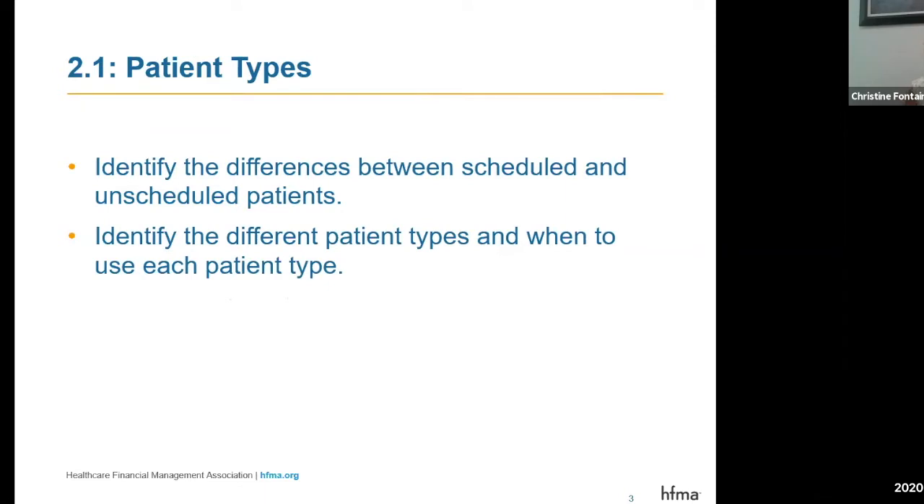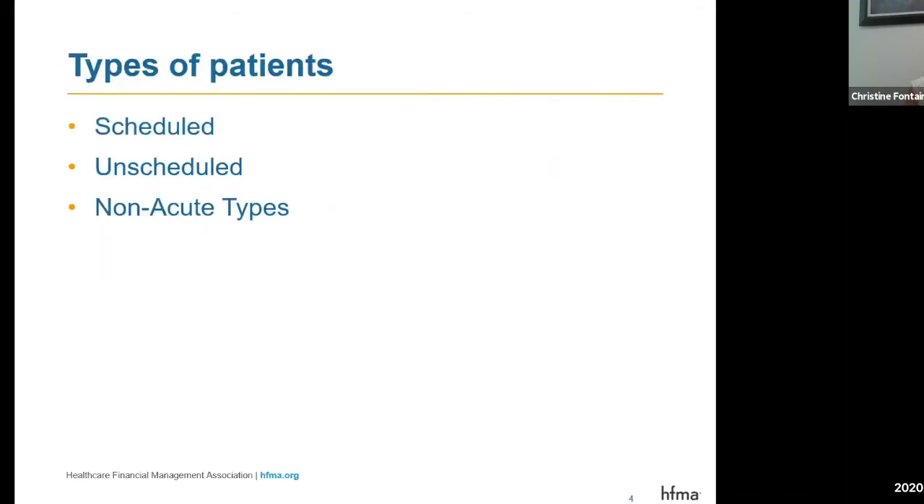So in this section, we're going to address the different types of scheduled and unscheduled patients within an acute healthcare facility. And then we'll also talk about non-acute patient types. A patient's first contact with an acute healthcare facility is either as a scheduled or unscheduled patient, depending on whether immediate care is needed or if the services can be scheduled for a future date or time.